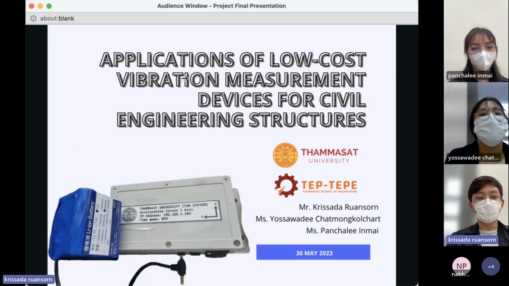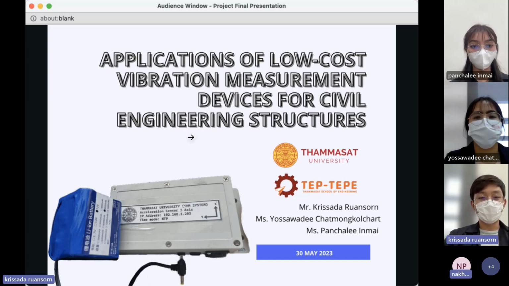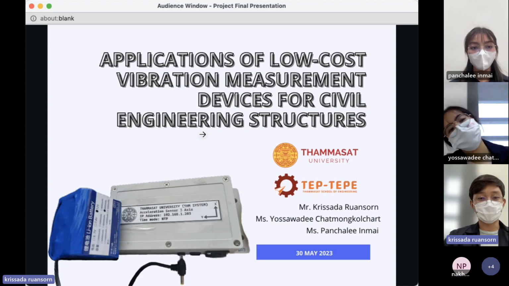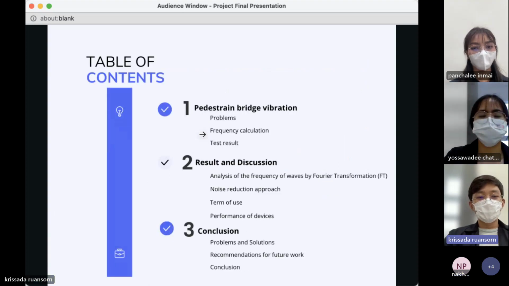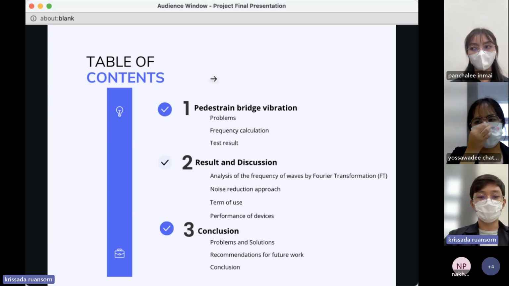Today will be the final presentation for our senior project, application of low-cost vibration measurement devices for civil engineering structures. The contents for today: there will be three topics. First is about pedestrian bridge vibration. Second, the result and discussion. And the third will be the conclusion.